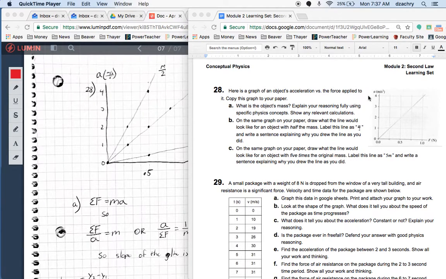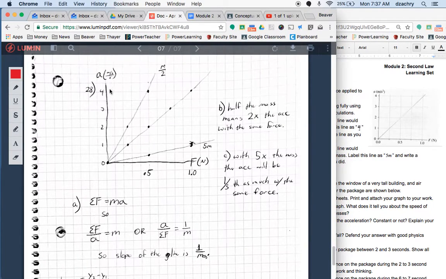Here's a graph of an object's acceleration versus the amount of force that is being applied. Question A asks for the object's mass. So here is my graph.